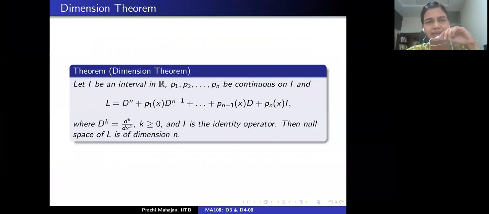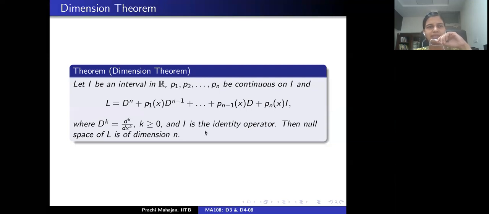Last time we ended by stating and proving the dimension theorem for nth order linear ordinary differential equations. Let's quickly recall the statement. Suppose you have an nth order linear differential equation whose coefficients p1, p2, ..., pn minus 1, pn are continuous on a certain interval I in R. Also, this equation is in standard format, which means that the coefficient of the highest order is 1.